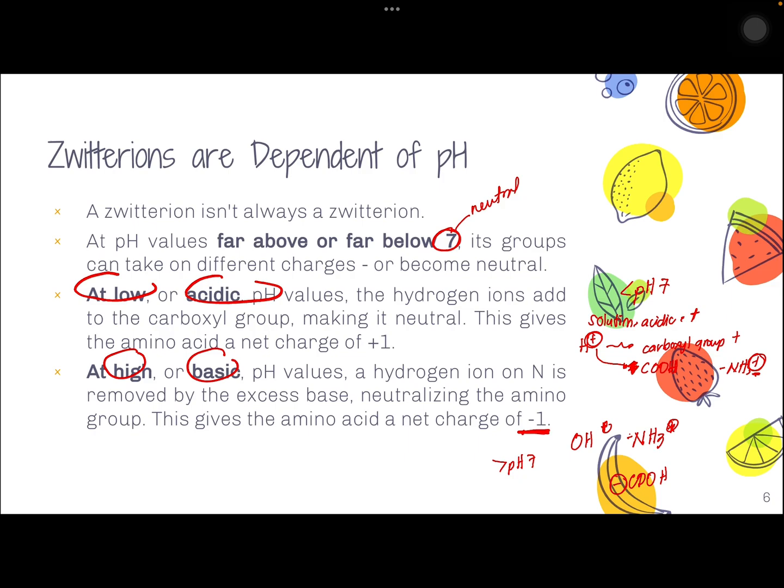So at low pH, the charge of your Zwitter ions will be positive, and at high pH, the Zwitter ions will be negatively charged. So it depends on the solution where your amino acid or your Zwitter ion will be, and that will determine the charge that will be present in your Zwitter ion.